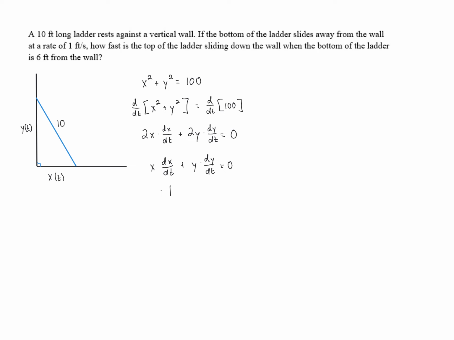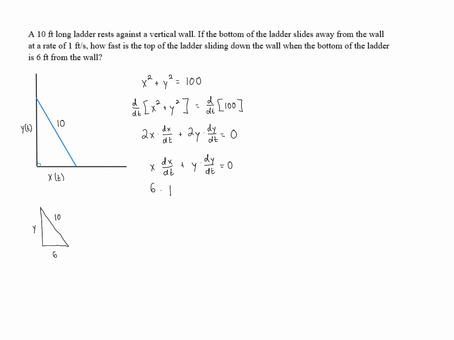Now, we also need x and y. And the information we haven't used yet is that we're looking at all of this specifically when the bottom of the ladder is 6 feet from the wall. So at this moment, x is equal to 6, right? I'm going to draw another little diagram down here specifically for the moment we're looking at. X is 6, and then this is 10.